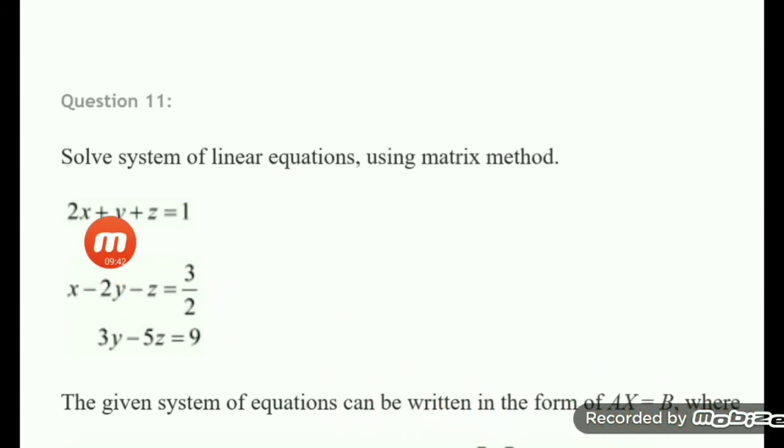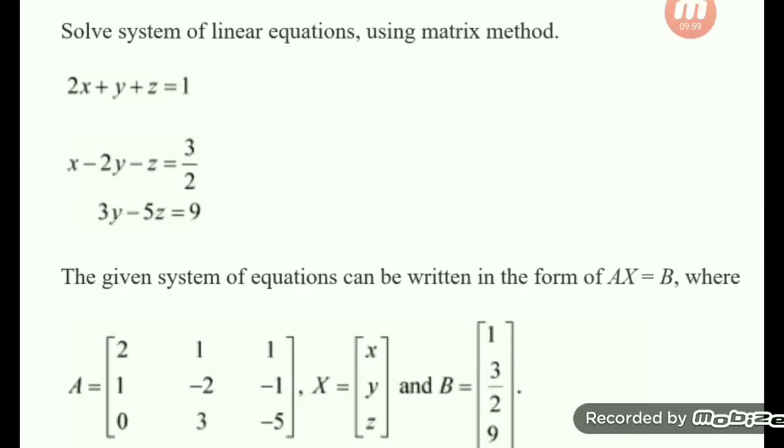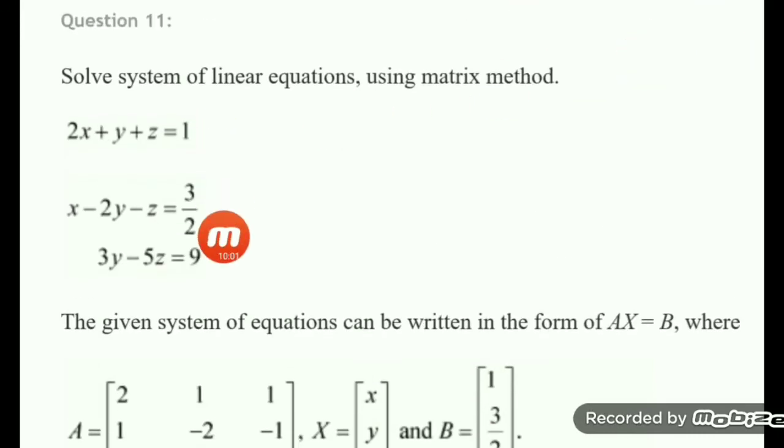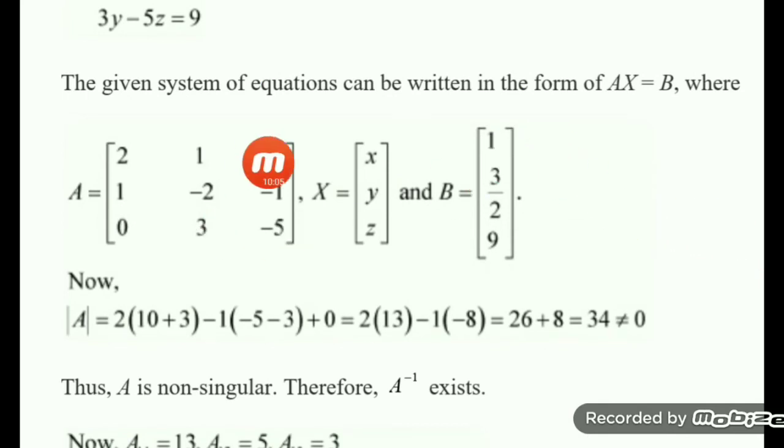What is A here? Let me find out. First row: 1, 2, 1. Second row: 1, minus 2, minus 1. Third row: x is not there, so we have to write 0 here, so 0, 3, 5. I have written all these things. Since there are 3 variables, the column matrix will have 3 variables, and the column matrix of constants is 1, 3 by 2 and 9. The procedure is the same, just a little bit different here: a 3 by 3 matrix, and a column matrix of order 3 by 1 in both cases.